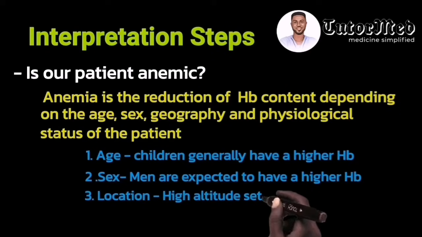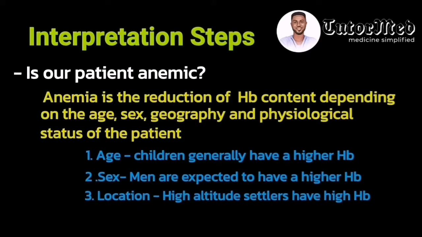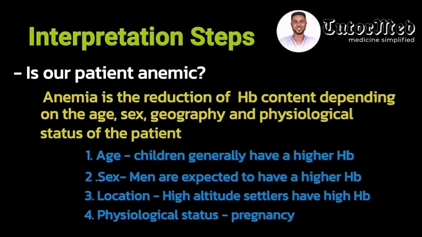Then for the location, people at higher altitudes are expected to have a higher HB than those at the low altitude. And so an HB might be low for a person at the higher altitude, but might be normal for a person settling at the low altitude. Then lastly, the physiological status of the patient. Pregnant females are expected to have a relatively low HB compared to non-pregnant females. And so in defining anemia, all these parameters have to be taken into consideration.